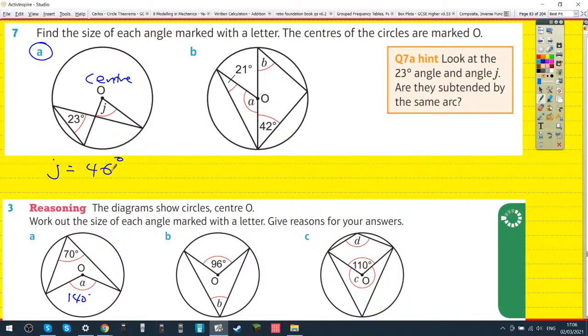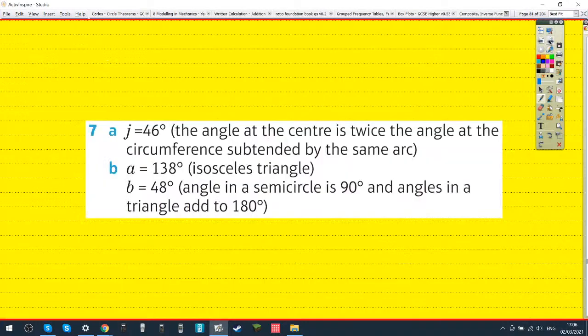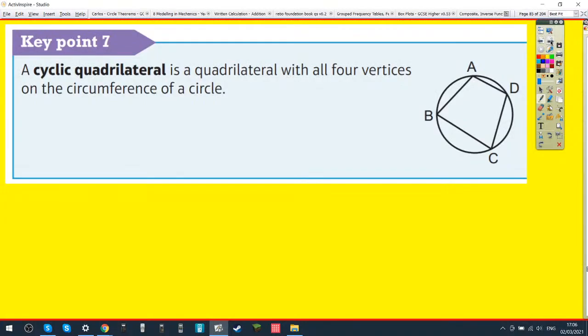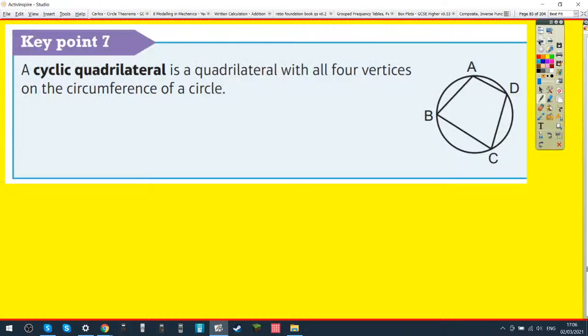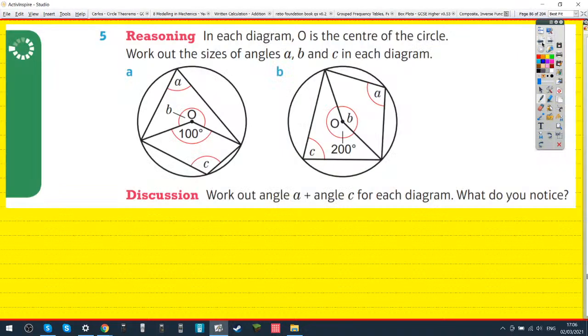All right, we'll leave that. A cyclic quadrilateral is a quadrilateral and all four corners are on the circumference of a circle. Let's see, but does it say anything about it? It doesn't. Okay, let's try this.